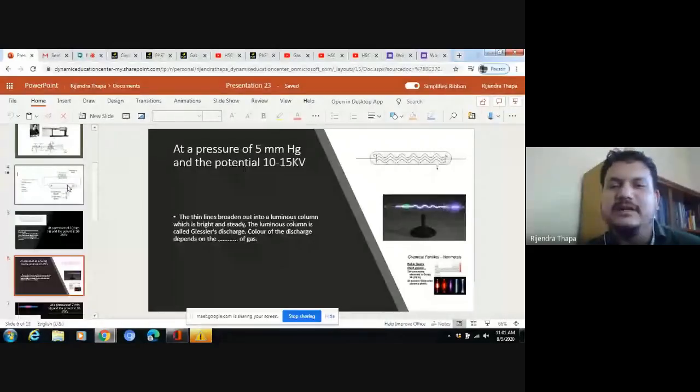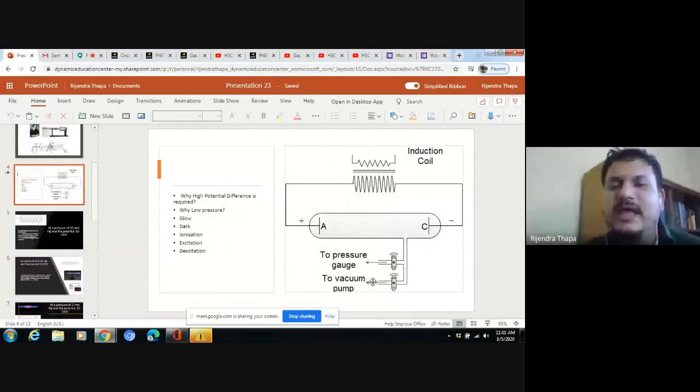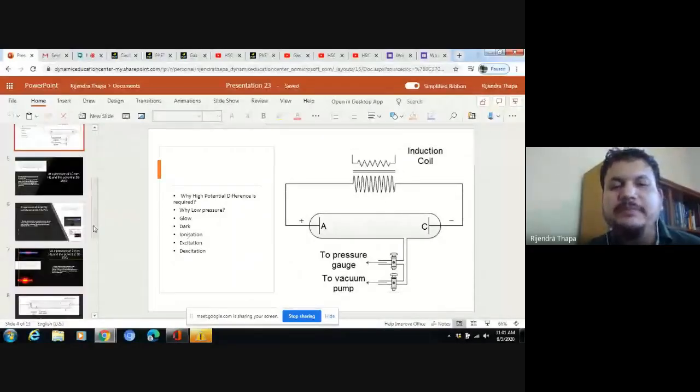Now the pressure here is 5 mm of Hg. Again we are evacuating the gas molecules and reducing the pressure to 2 mm of Hg. What sort of discharge phenomenon can we observe? Let us see here.